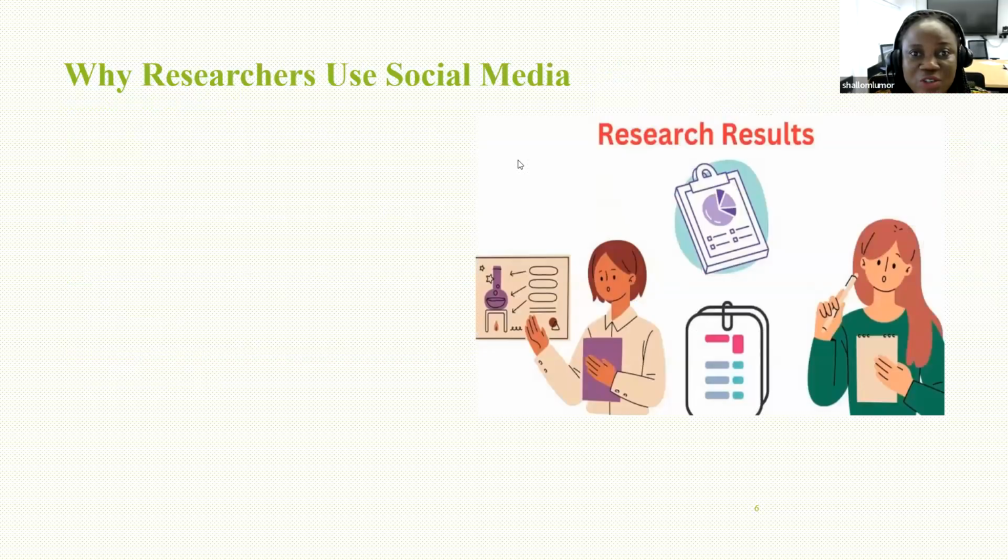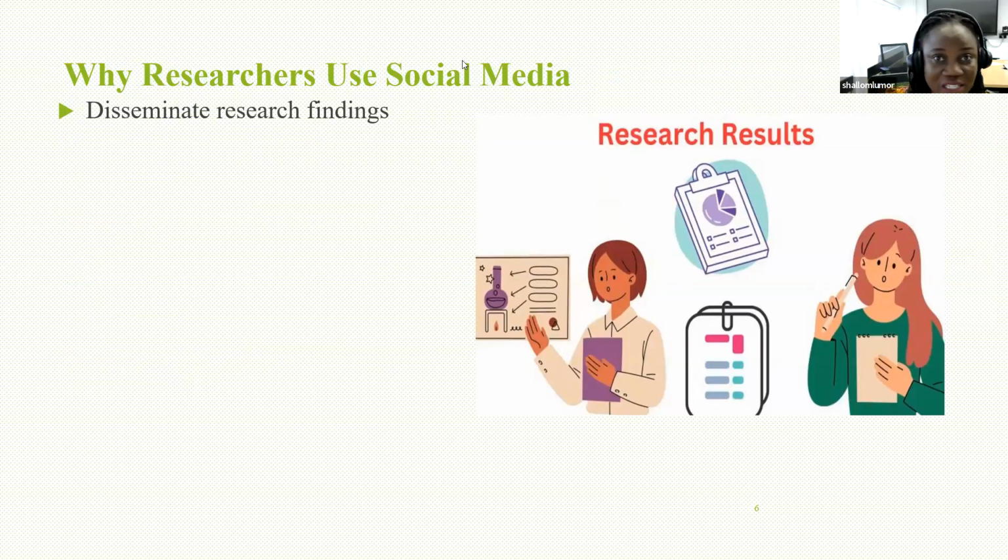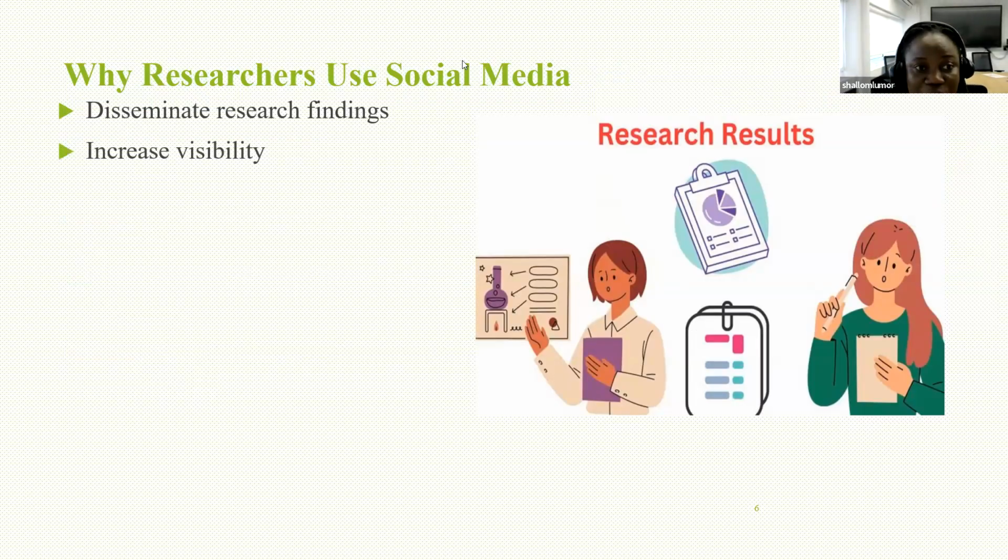Why are researchers using social media? One, to disseminate research findings. Researchers are also now aware that society needs to hear from them, and this became popular during COVID, where people were looking for health information to guide them to make informed decisions. So researchers have now moved from just publishing to social media. And to increase visibility, researchers are now building a brand on social media, establishing authority on social media.